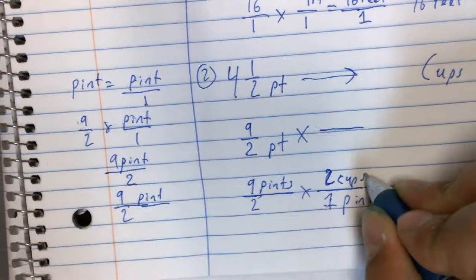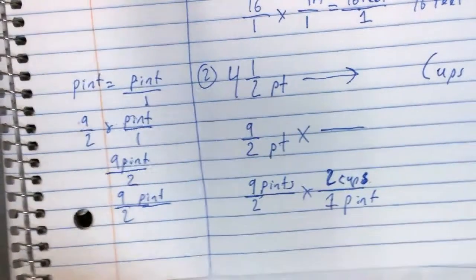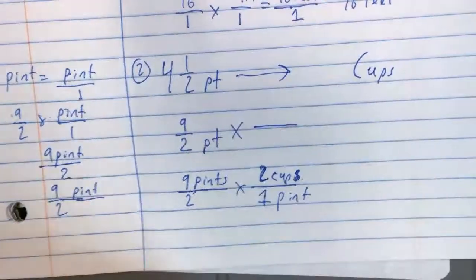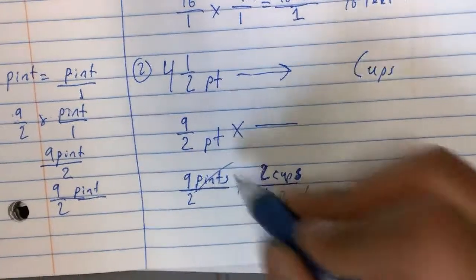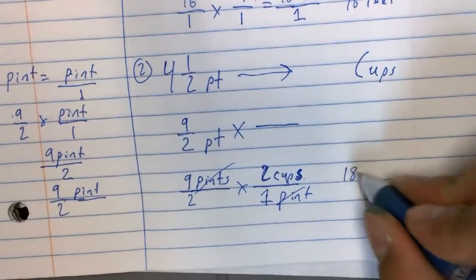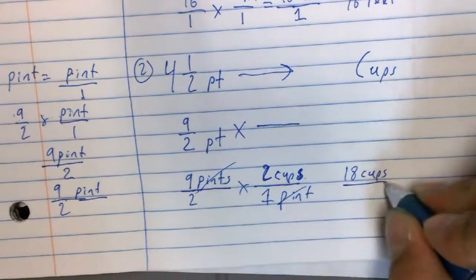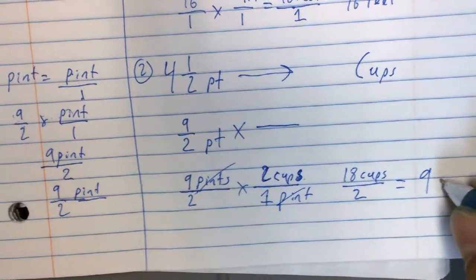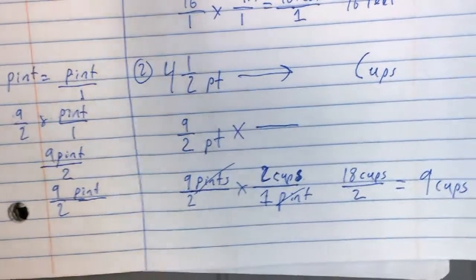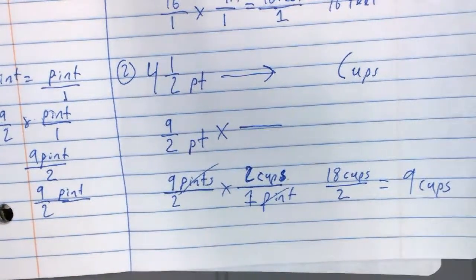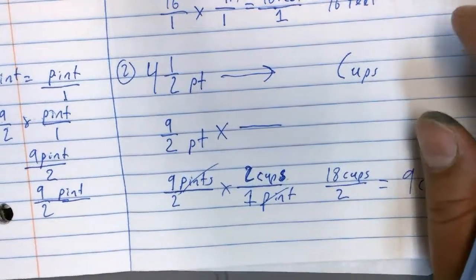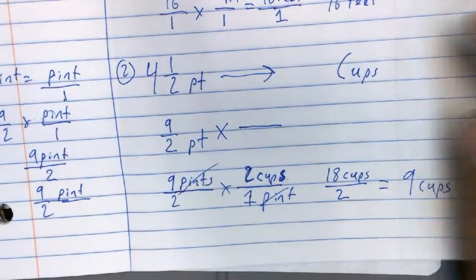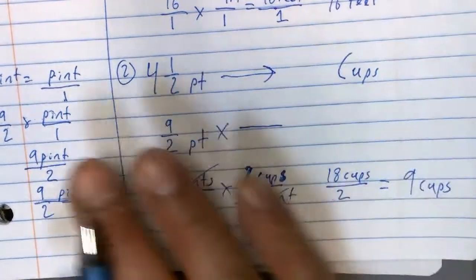Do you see what's going to happen right now? I'm just going to multiply it across. The pints cancel out. You have 18 cups over 2. You divide, you get 9 cups. Now, I could draw visuals if you want, but we'll do that in class tomorrow. For now, I'm just teaching the math.